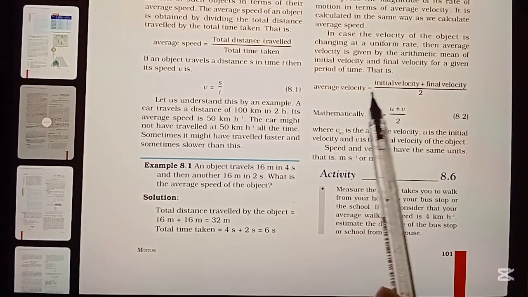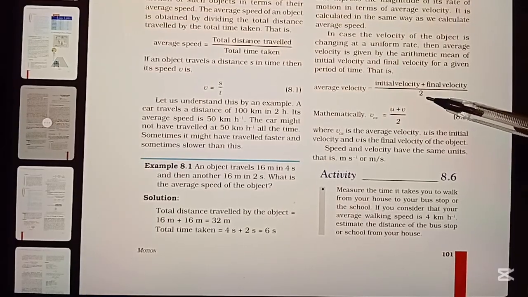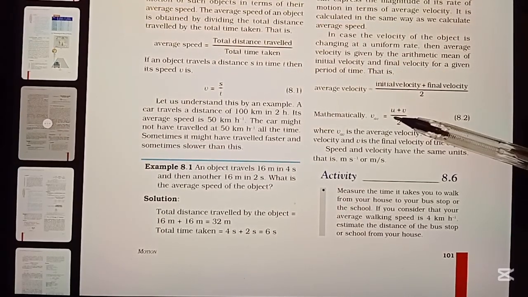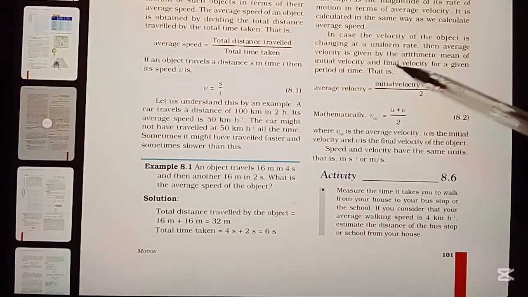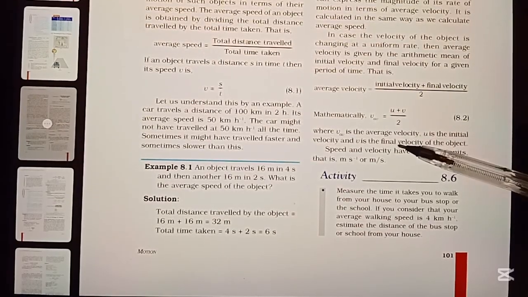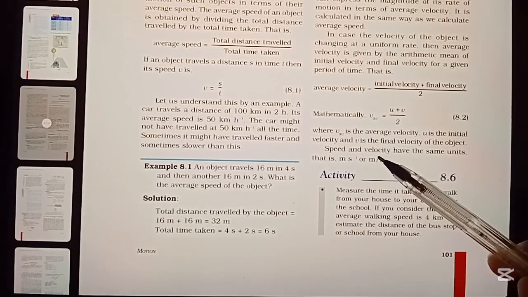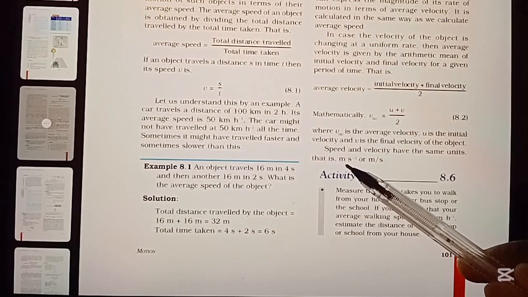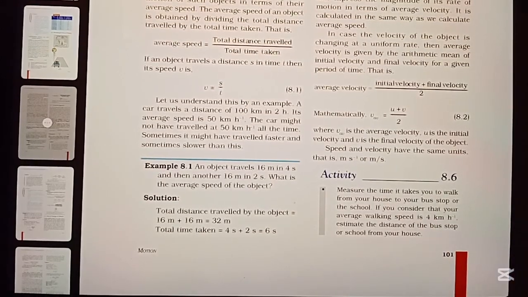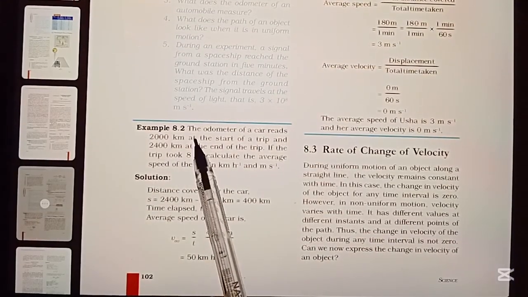Now the only thing you need to know is what is velocity. So velocity is initial velocity plus final velocity divided by 2. Or you can say v is equal to (u plus v) by 2, where u is the initial velocity and v is the final velocity. This will give you the average velocity. Then the other thing you need to know is speed and velocity both have the same units, that is meter per second, or meter second raised to minus 1. These both are the same thing.